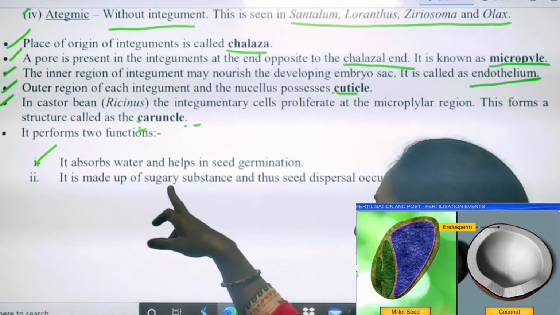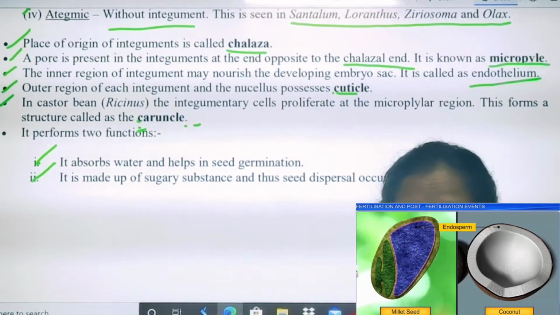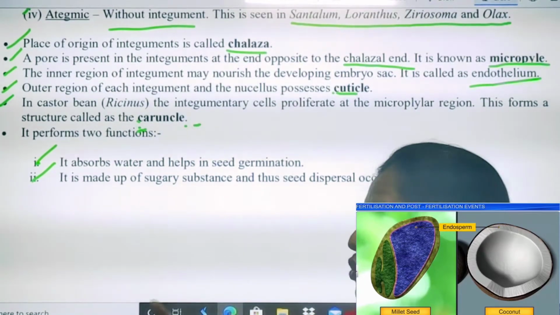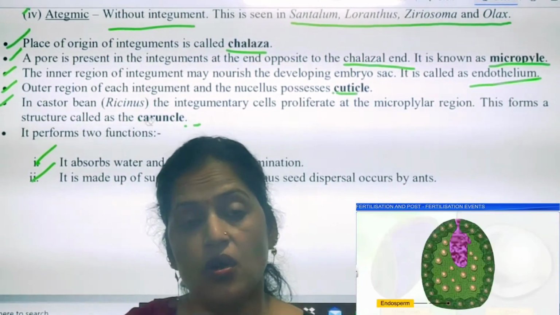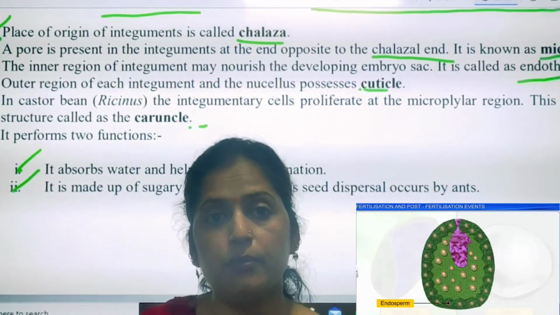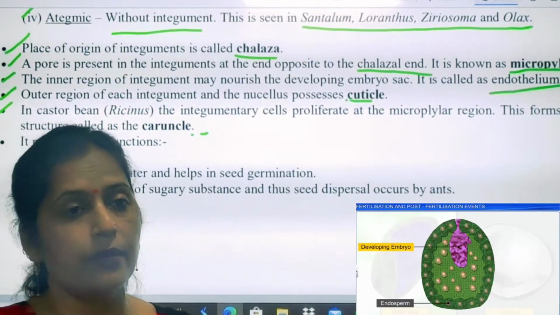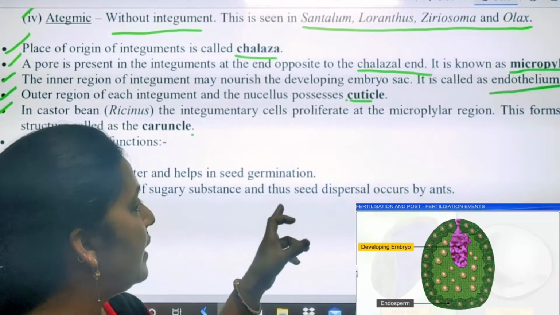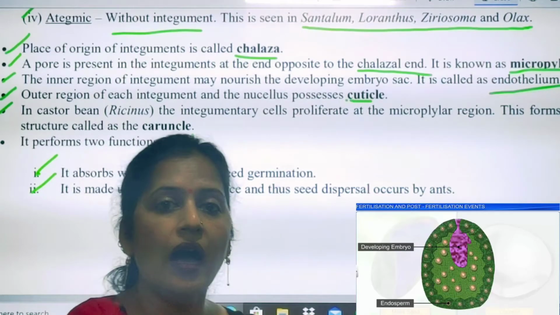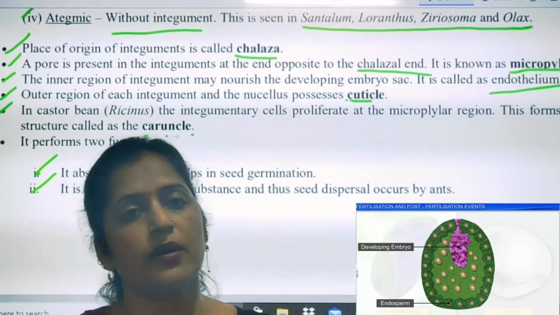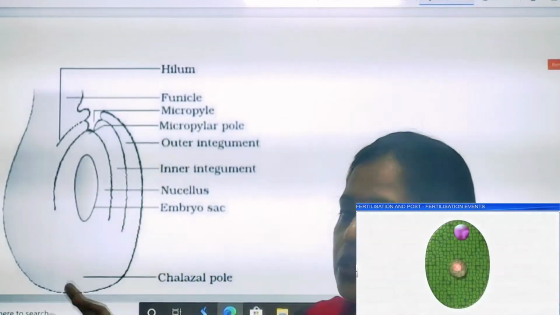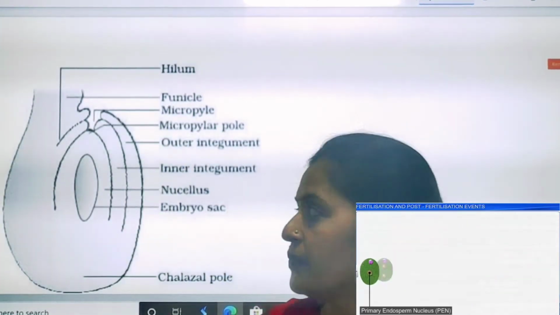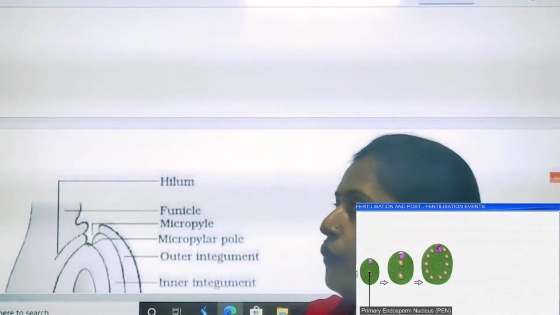It is made up of sugary substance, and thus seed dispersal occurs by ants. So these are the two major important functions regarding the ovules.